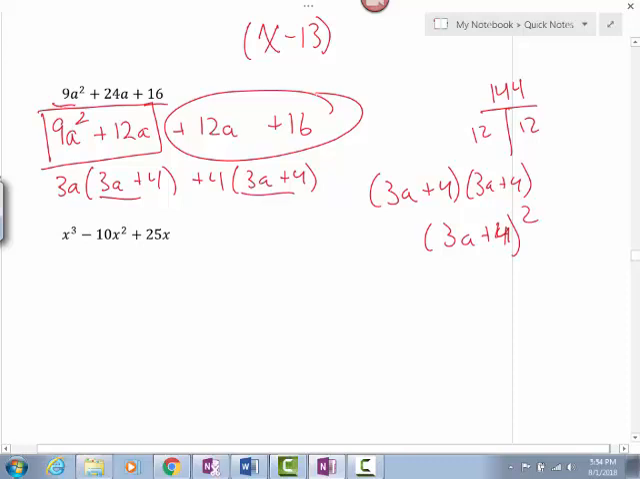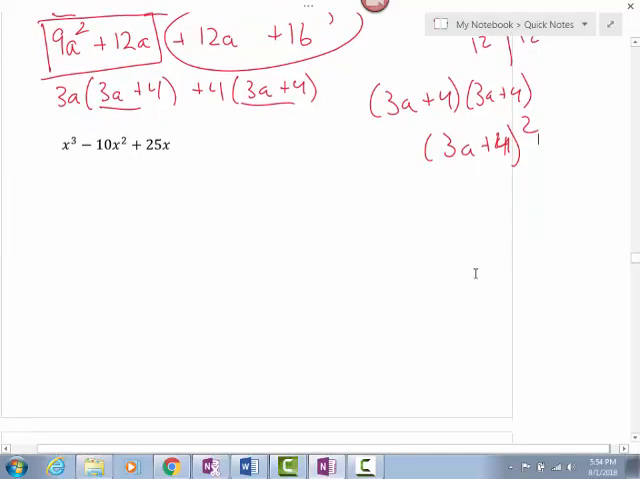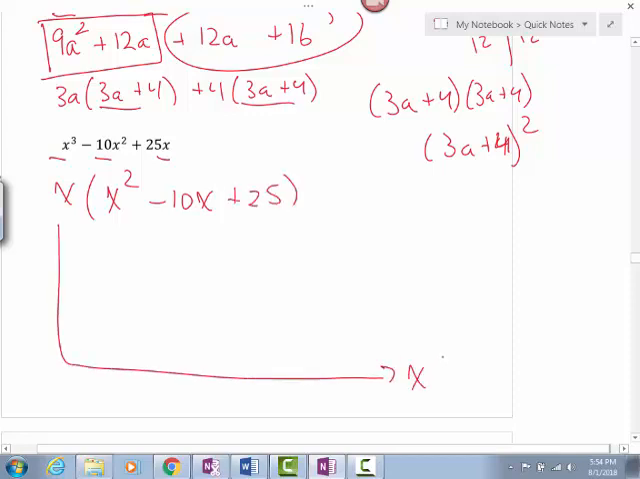Good. So let's take a look at this next problem here. It's x to the third minus 10x squared plus 25x. First thing I notice, I can take out an x, right? I'm left with an x squared and a minus 10x and a plus 25. So my x is going to come down here.